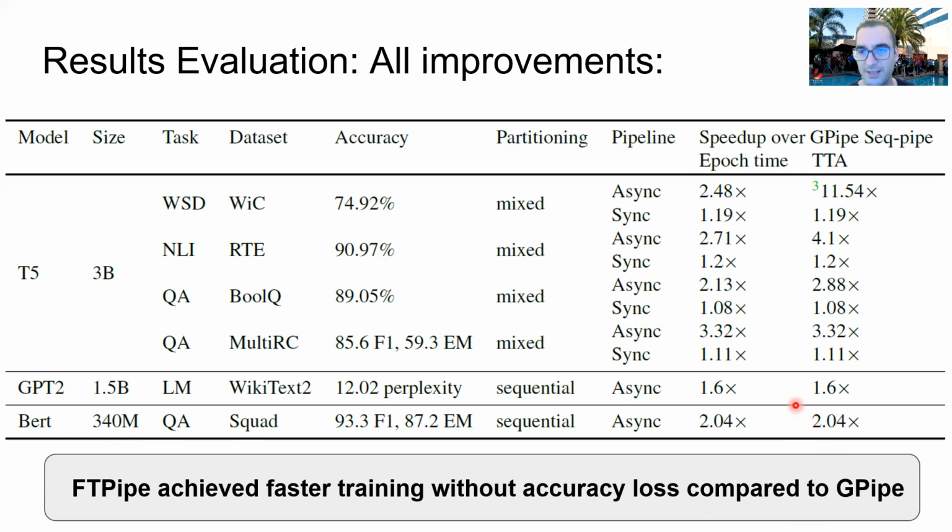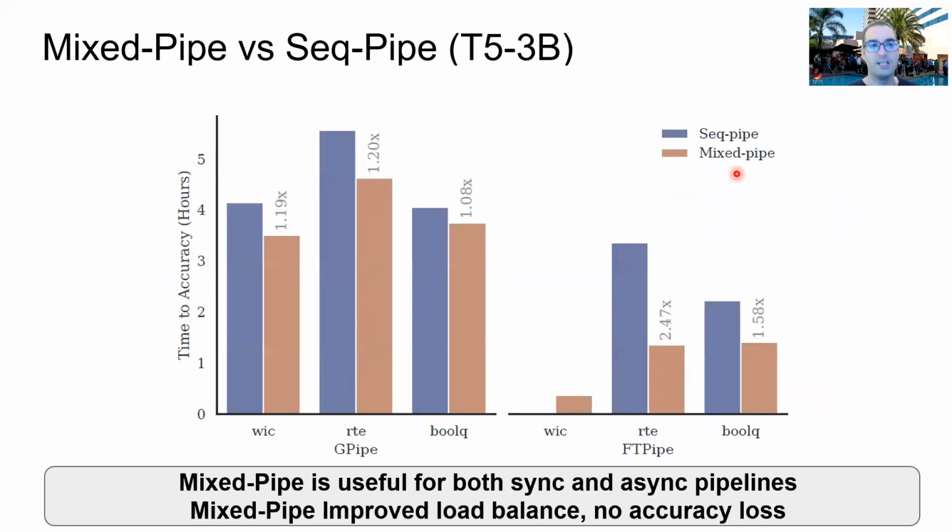We measure 2 metrics. First is time to accuracy, where the accuracy is set according to the accuracy of GPipe, the synchronous pipeline. And the second is epoch time. This bar plot shows the effect of MixedPipe. We can see that MixedPipe is useful for both synchronous and asynchronous pipeline. And also MixedPipe improved load balance without accuracy loss.